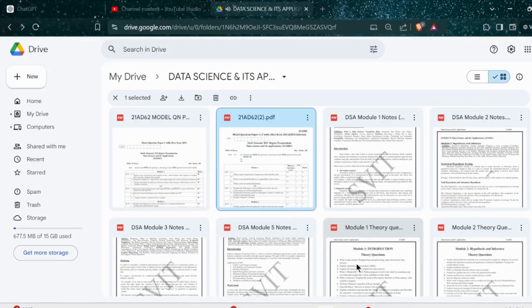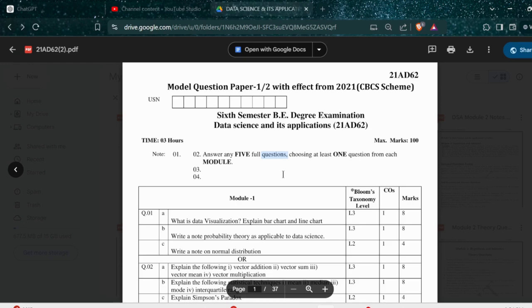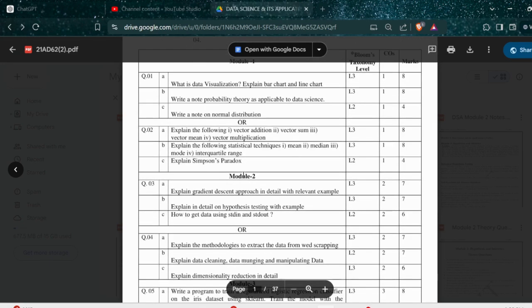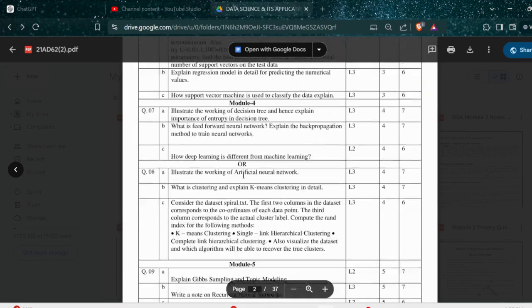Hello guys, in this video we'll be discussing the important questions of data science and its application subject of 21AD62 subject scheme. So here we have the sample paper which was released by VTU, and along with this we have also got this 37 pages PDF which comprises of multiple question papers, multiple sample papers.